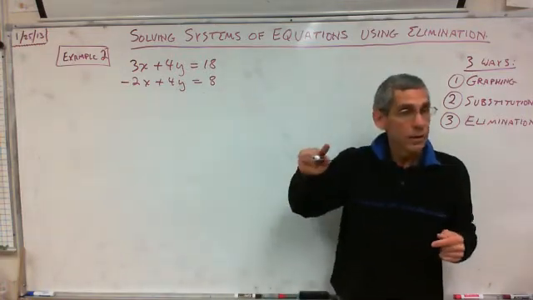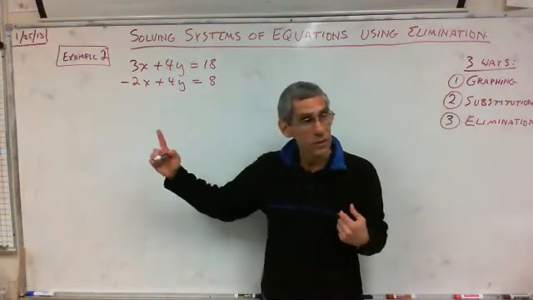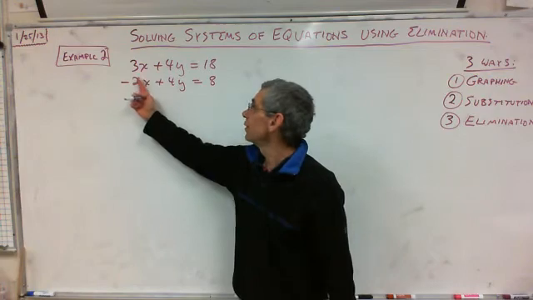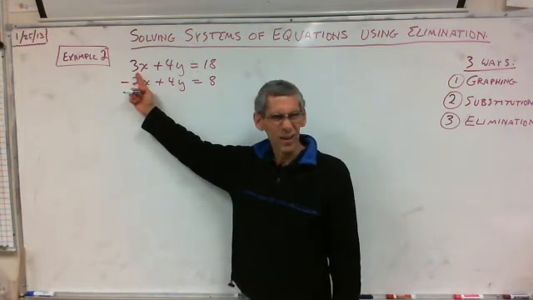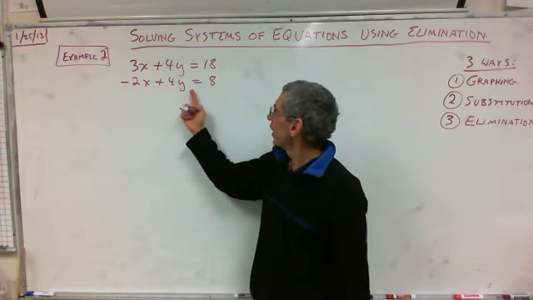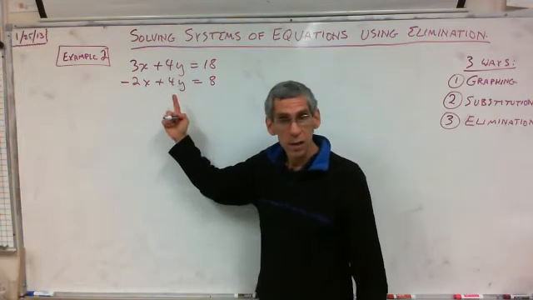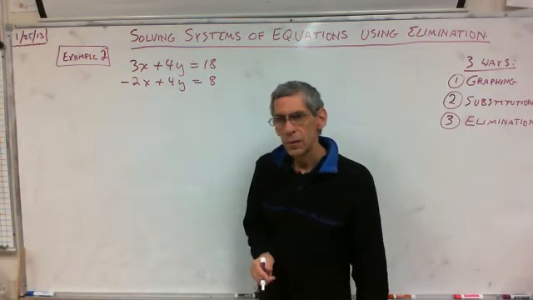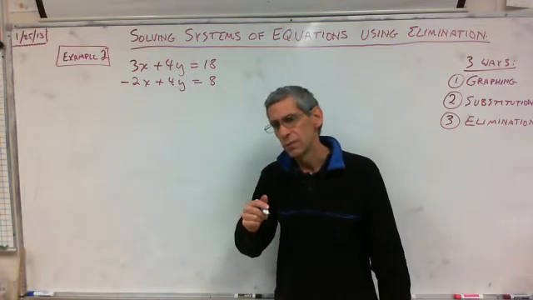Here it is. Now we're going to quickly look at our coefficients in front of the x and in front of the y. My x's, I have a -2 and a 3. They're not the same. Correct. So I'm going to look at the y's. Oh, I have a 4 and a 4. What's the problem? Mike, what's the problem? So Sal, what would you do?